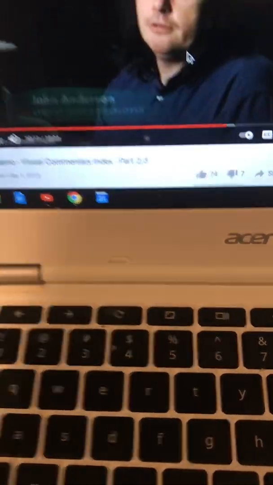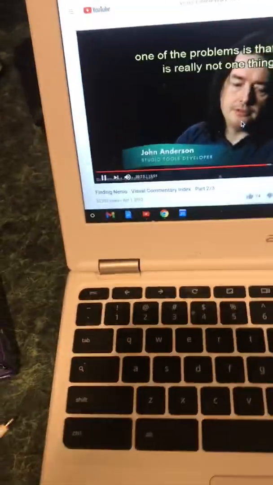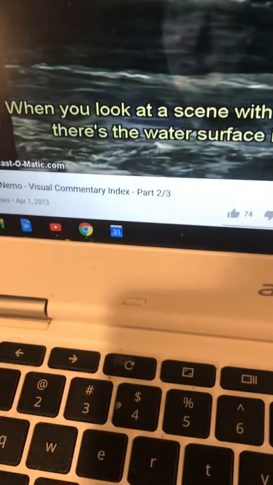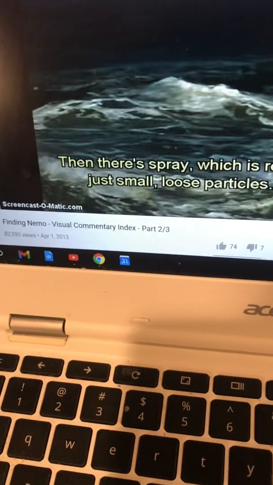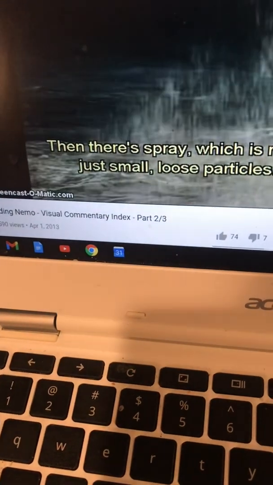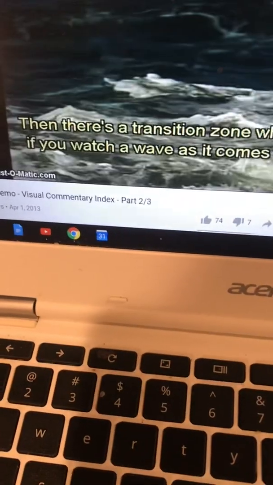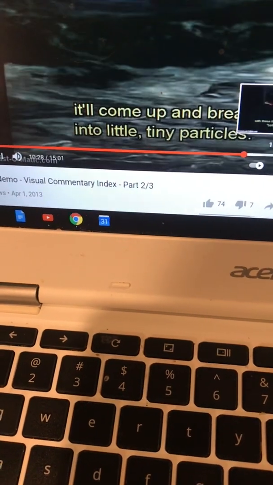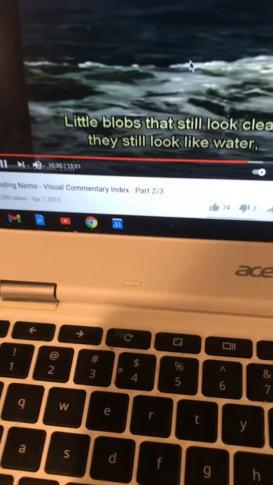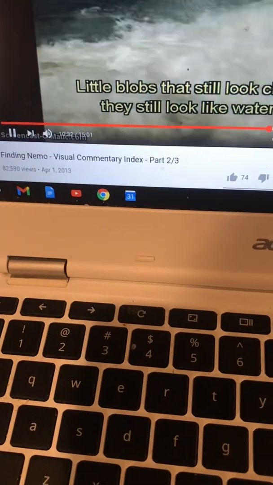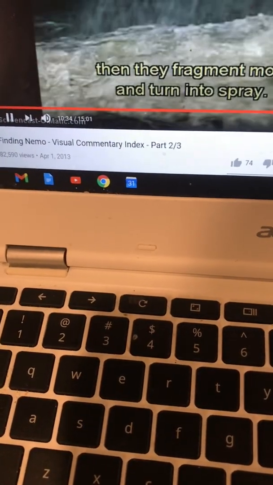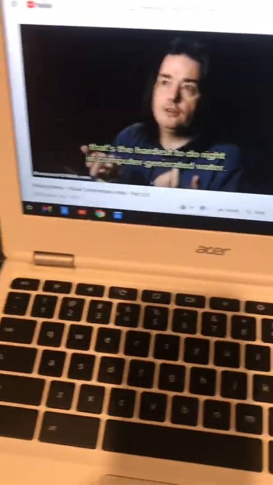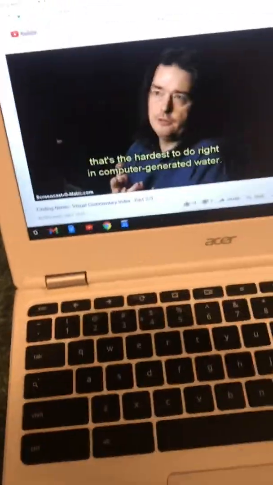Water. One of the problems is that water is really not one thing. When you look at a scene with water in it, there's the water surface itself, and then there's spray, which is really just small, loose particles. And then there's a transition zone where if you watch a wave as it comes up, it'll come up and break into little tiny particles, little blobs that still look clear. They still look like water, and then they fragment more and turn into spray. It's the believability of that transition that's the hardest thing to do right in computer-generated water.